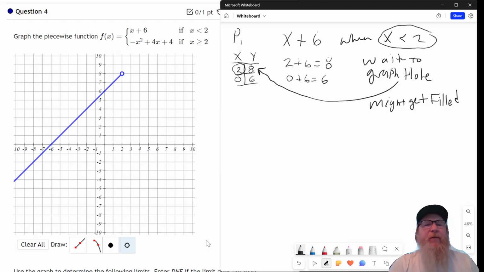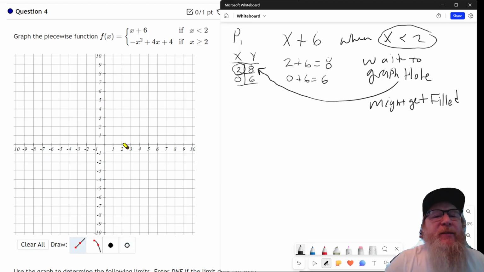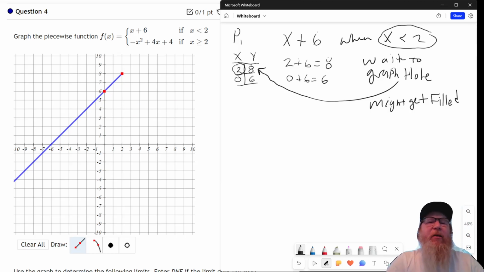So coming back over to my graphing board, I now have to clear that out again because I didn't wait. So we have 2, 8 and 0, 6. So that's our ray or our half line. And at the moment, it is undetermined whether it's continuous or not. We'll get to that in a second.